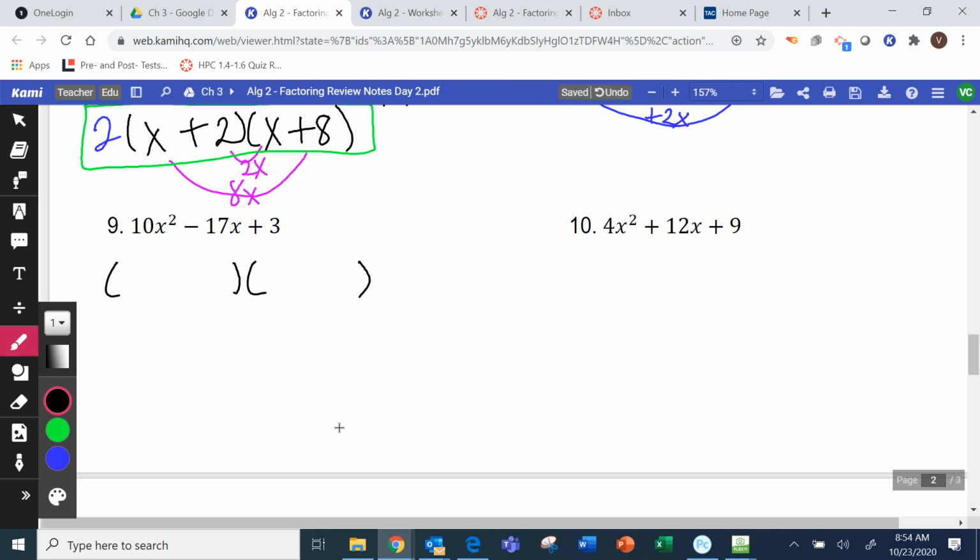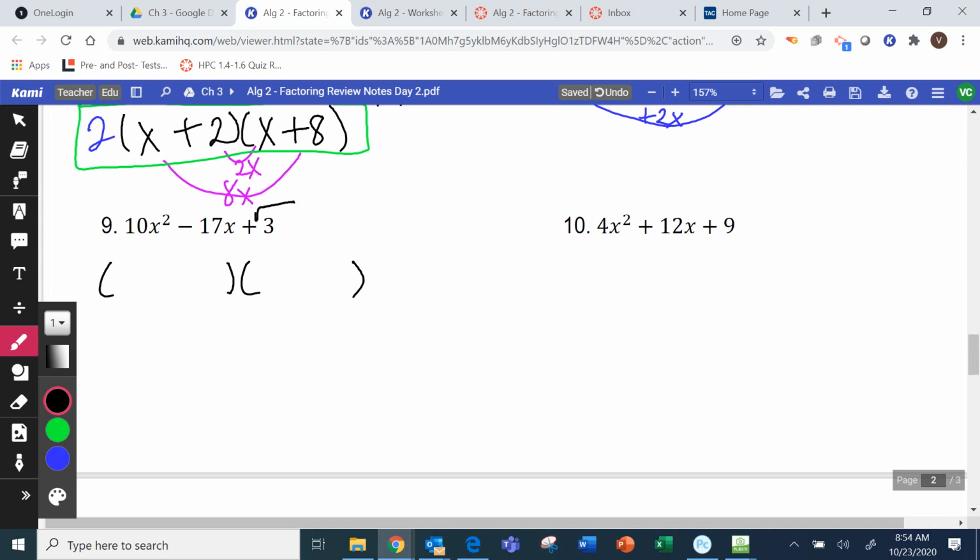This plus sign tells me what? Same sign. And because it's the same sign, the minus sign tells me which sign. Okay, I know I got that right.